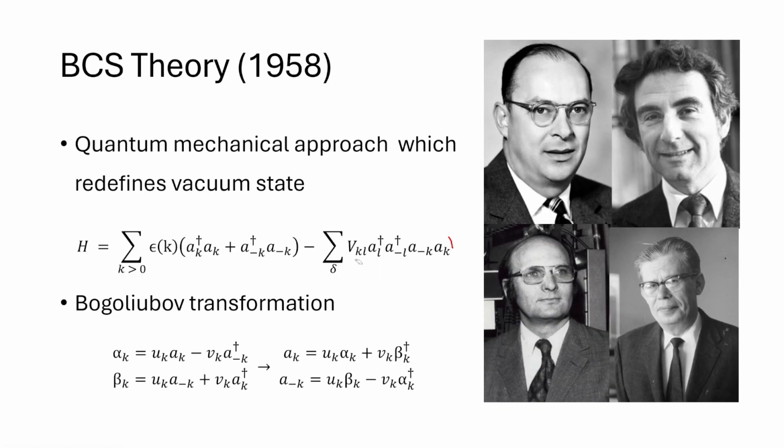The terms here correspond to non-interacting electrons. The terms here correspond to interacting electrons, where you can see that you are taking a pair of electrons with opposite momentum, an electron with k momentum and an electron with negative k momentum, so their total momentum is 0. You are destroying them, and then you are creating two new electrons with opposite momentum again. And then this is the pairing.